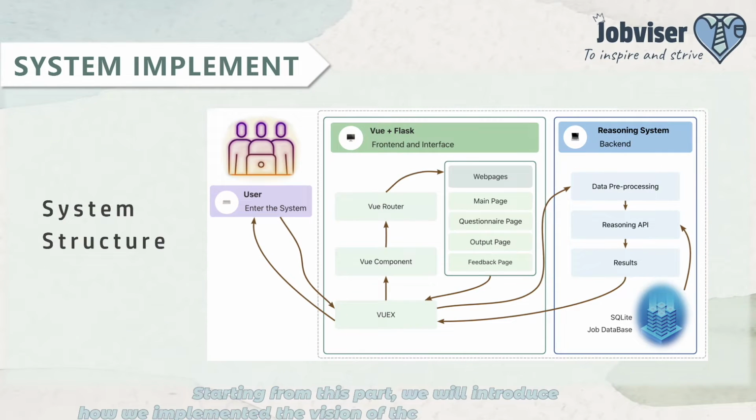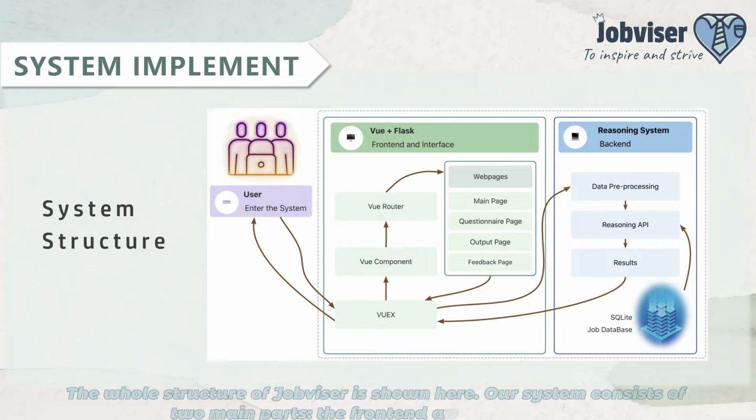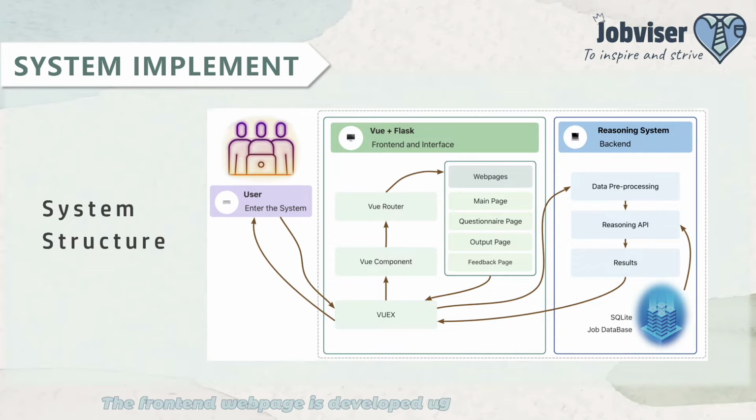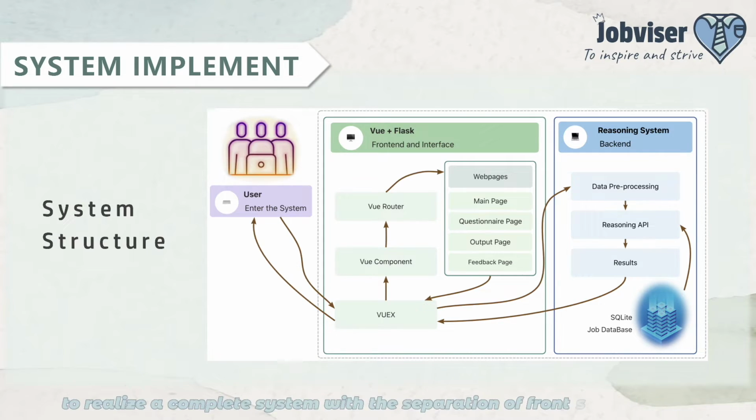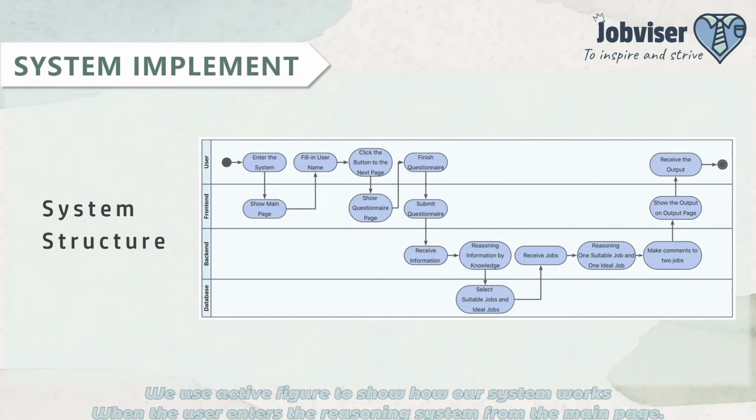Starting from this part, we will introduce how we implemented the vision of the Jobviser system step by step. The whole structure of Jobviser is shown here. Our system consists of two main parts, the front end and the back end. The front end web page is developed using the Vue framework. The back end reasoning system is developed using Python, and the Flask framework is used to connect the front end and back end to realize a complete system with the separation of front and back end. We use active figure to show how our system works.